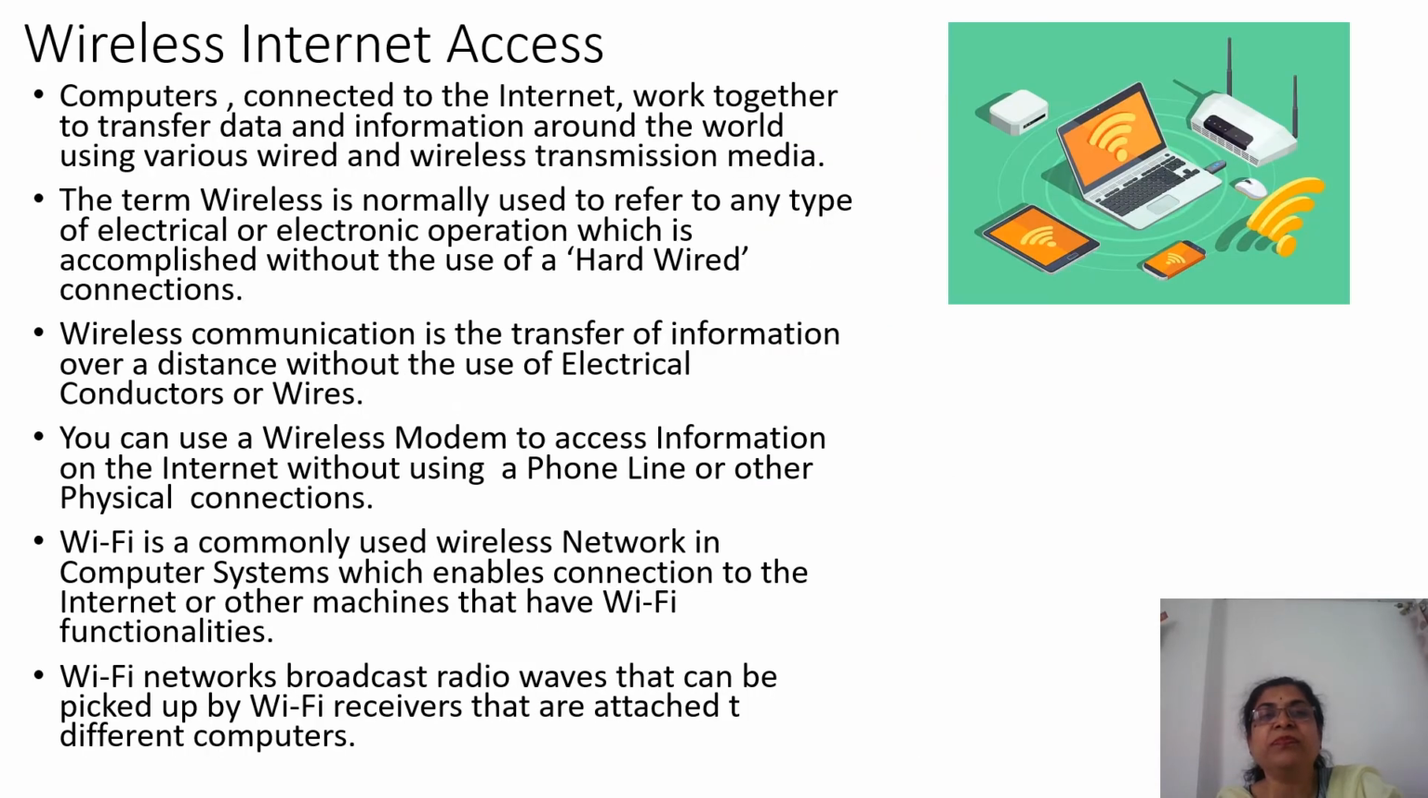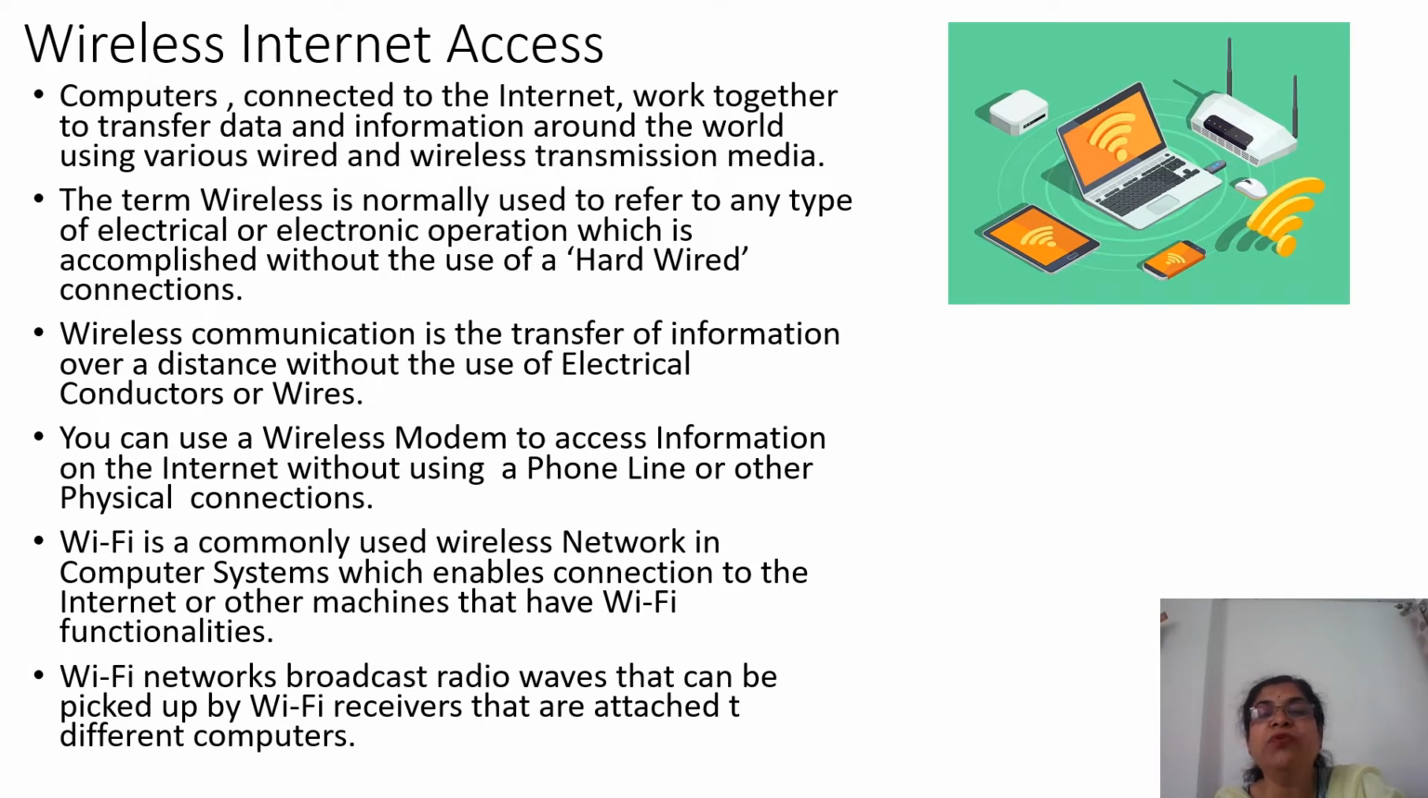Wireless internet access. Computers connected to the internet work together to transfer data and information around the world using various wired and wireless transmission media. The term wireless is normally used to refer to any type of electrical or electronic operation which is accomplished without the use of hard wire connections. Wireless communication is the transfer of information over a distance without the use of electrical conductors or wires.